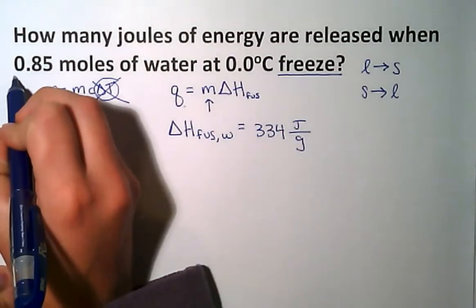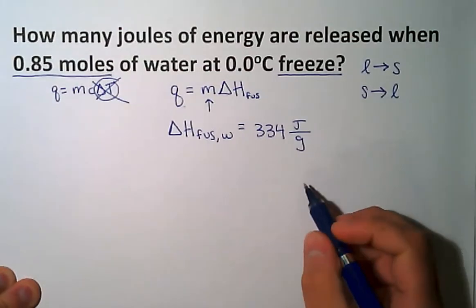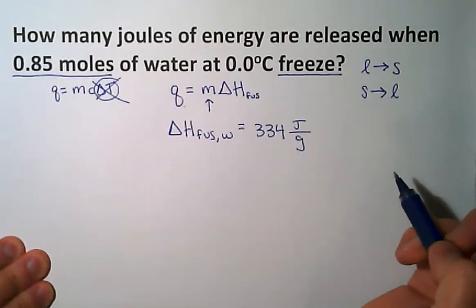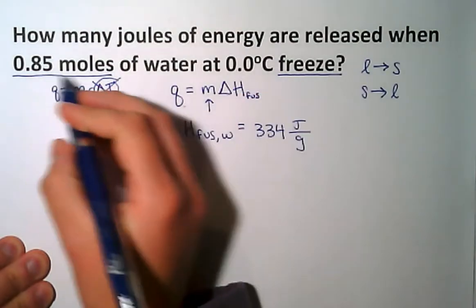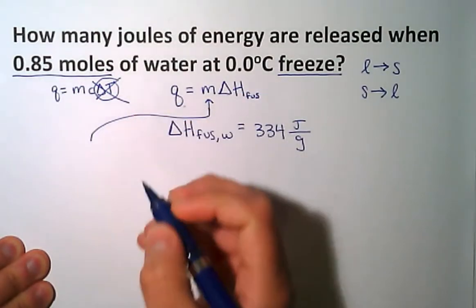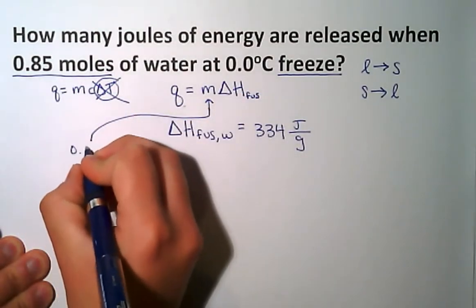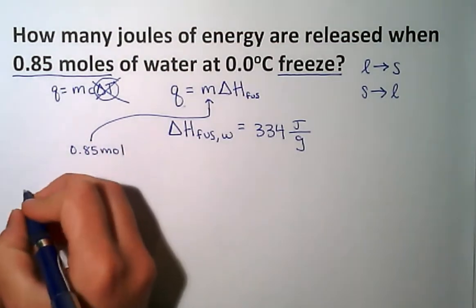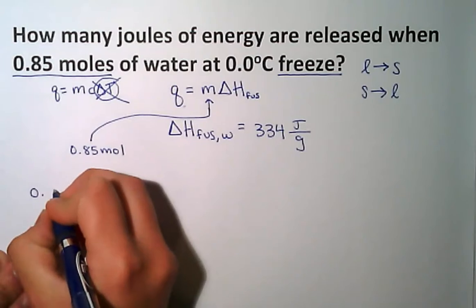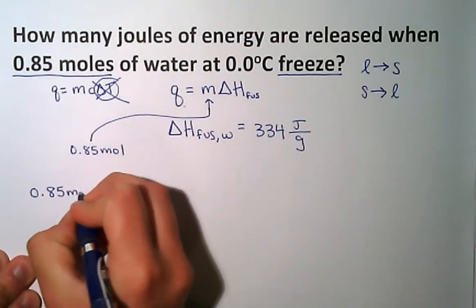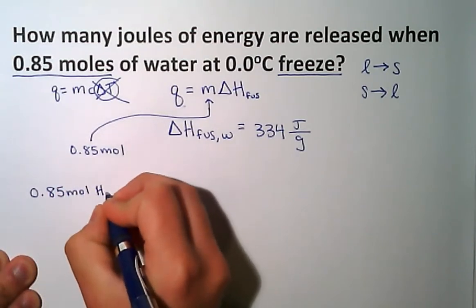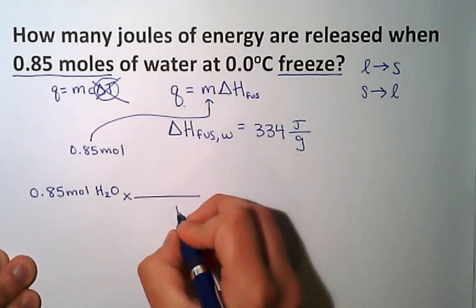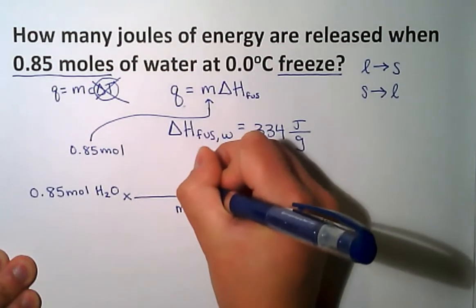Right now, it's not in grams, it's actually in moles. So before we can use Q equals M times delta H, before we can substitute in that value of M, we need to convert it to grams. So right now we have 0.85 moles of water, H2O. We need to convert our moles into grams. And so we just need to do a mole to gram conversion. So moles on bottom, grams on top.